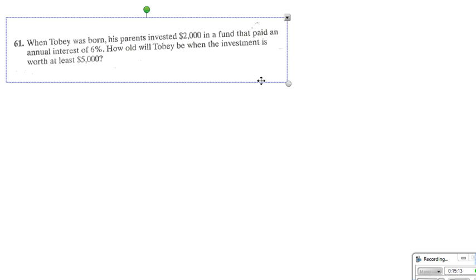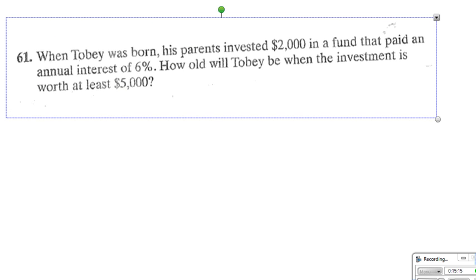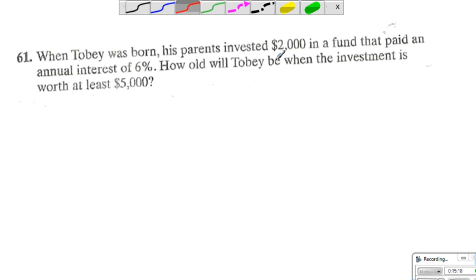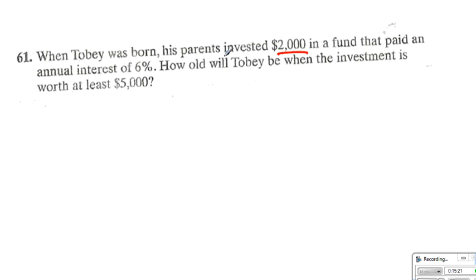Alright, so let's look at the next question here. Invested 2,000 at a rate of 6%. How old would Toby be when investing at his $5,000? So here, if you use the same strategy, 5,000.